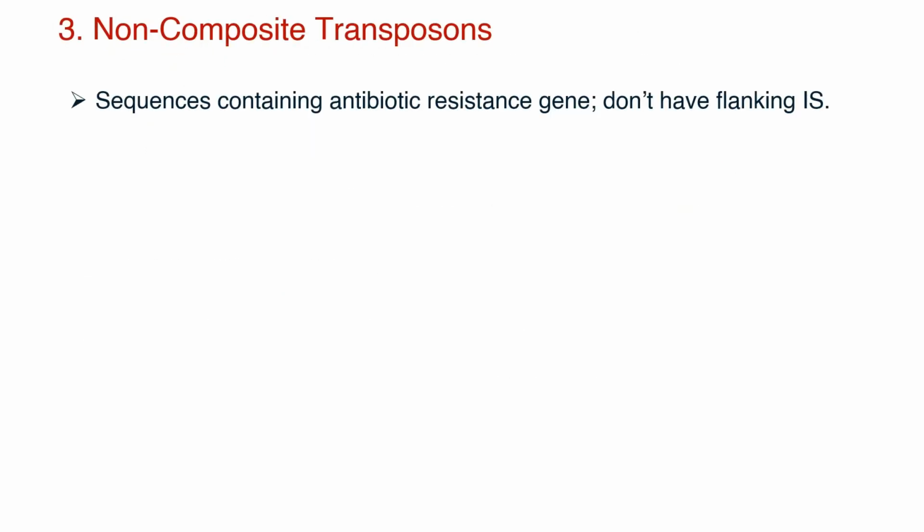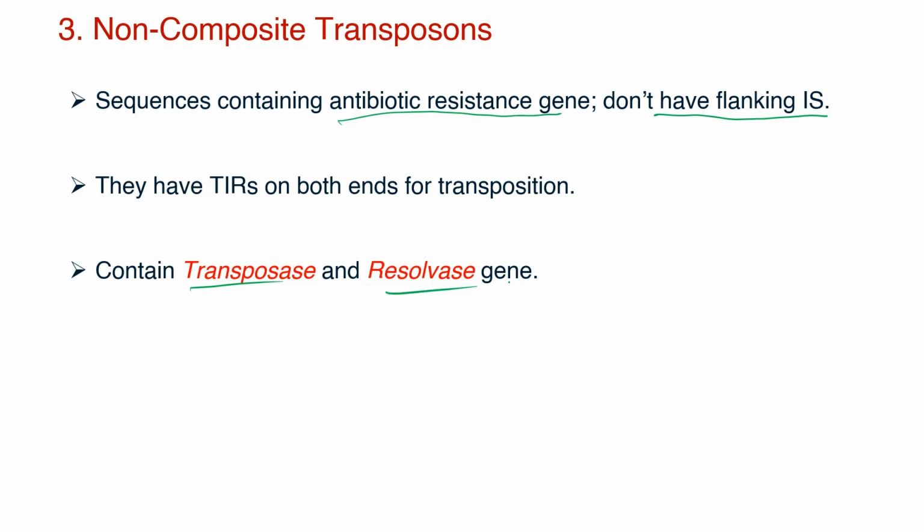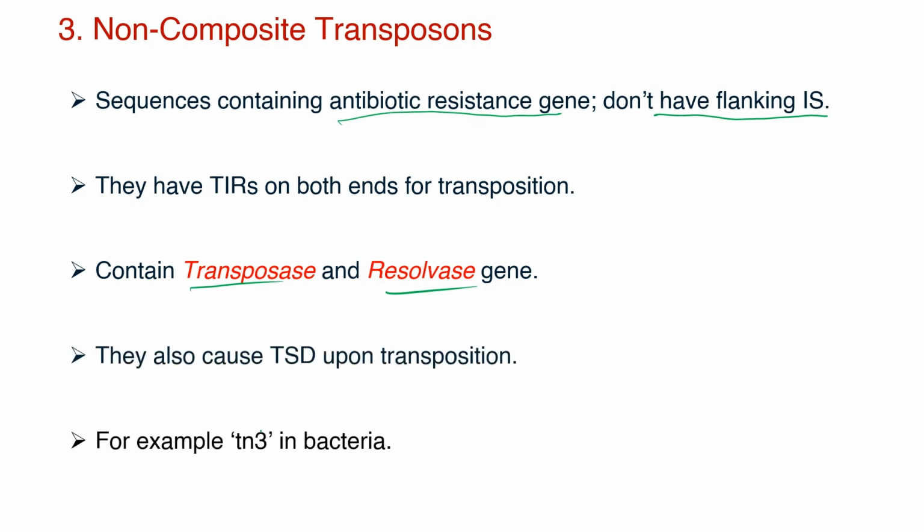So the third type of transposable element in bacteria is non-composite transposons. What are these non-composite transposons? These are sequences which contain antibiotic resistance gene but don't have flanking insertional sequences. They have terminal inverted repeats on both ends, which are recognized by transposase and help in transposition. And they also contain transposase gene plus resolvase gene. Transposase, antibiotic resistance, and resolvase gene. Three genes they have. They also cause target site duplications upon transposition. And the important example in non-composite transposons is Tn3 in bacteria.